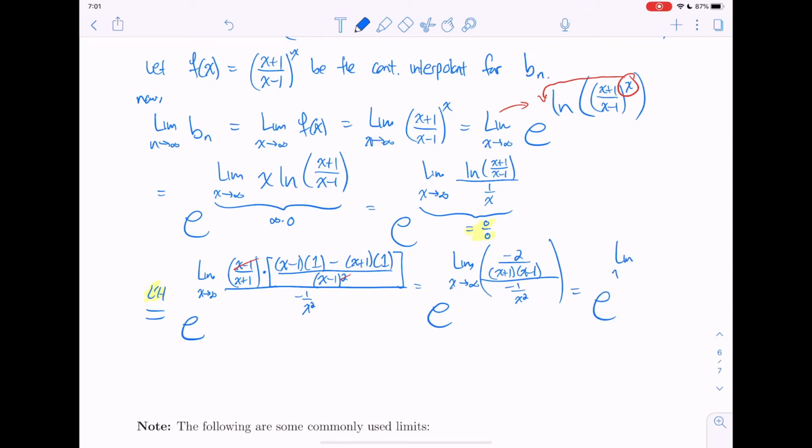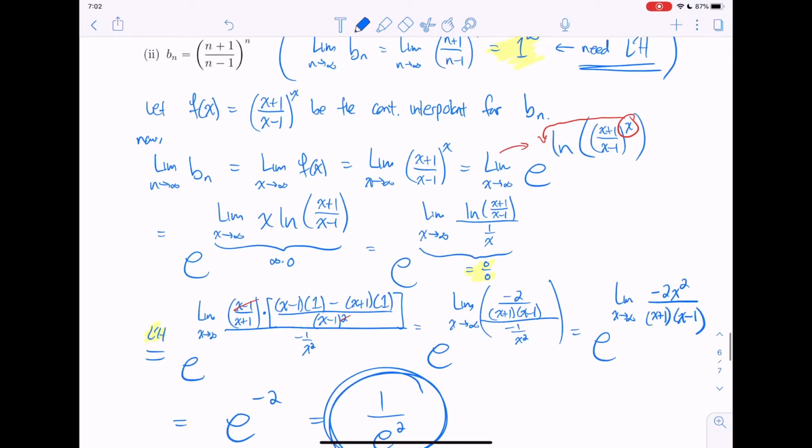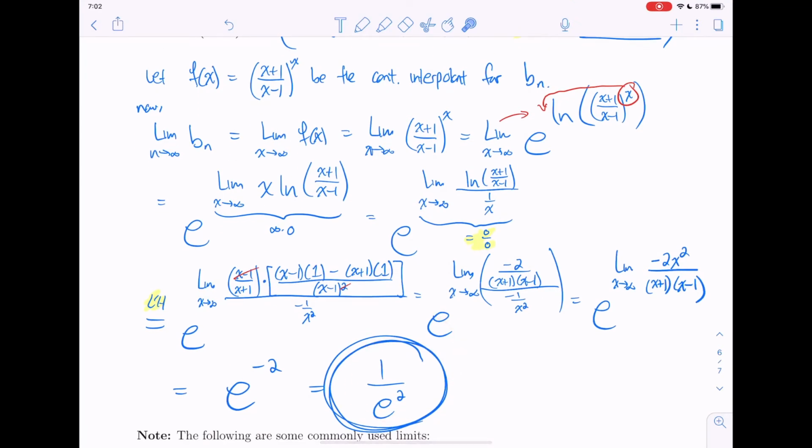This will be e to the limit as x approaches infinity of negative 2x squared over x plus 1 times x minus 1. And this is a limit we can barehandedly compute. Since the degree of the top and the bottom are the same, this limit is going to be equal to negative 2. So this is equal to e to the negative 2, otherwise known as 1 over e squared. So apparently, that is the limit of b sub n. The limit of b sub n is equal to this item at the end of the day.